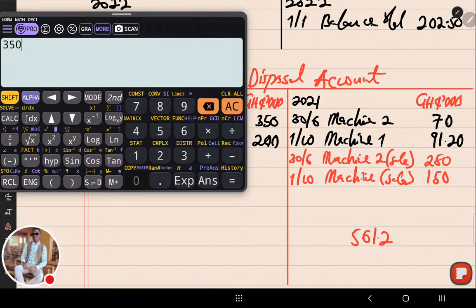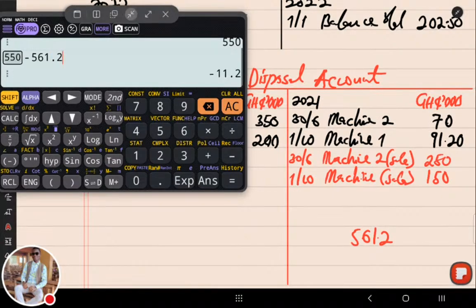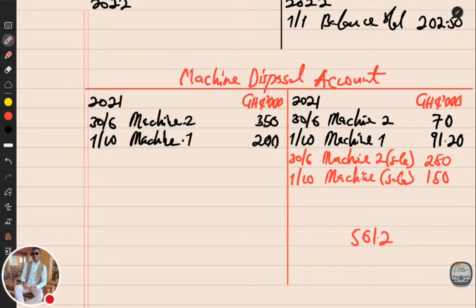How about the debit side? We have 350 plus what? 200. That means 550 there. So the difference will give us what? 561.2. Then we're going to get a difference of what? 11.2. And since the credit side is greater than the debit side, the difference should be here. And we're going to call the difference in the year. Since we are closing it, it should move with the date, the ending date of the year we prepare account. So that should be 31st December.